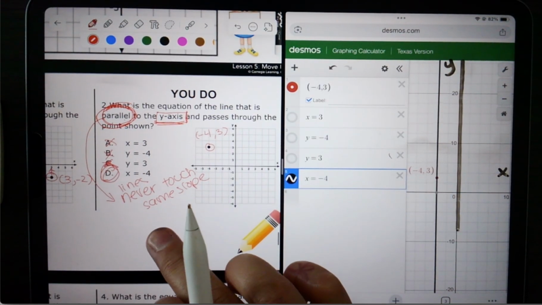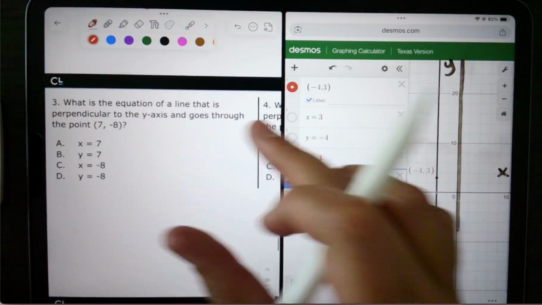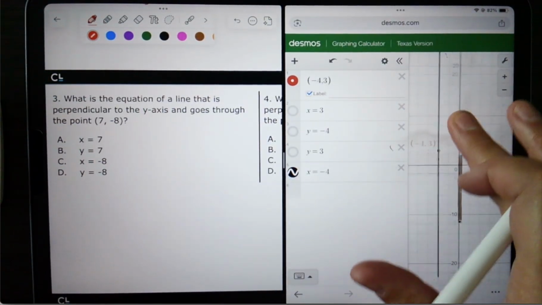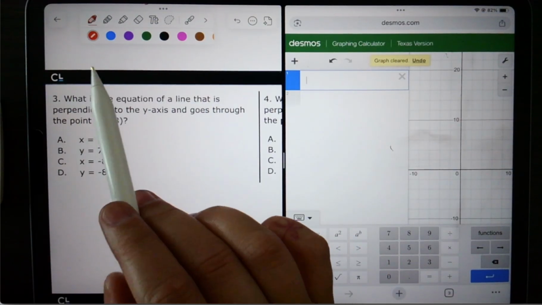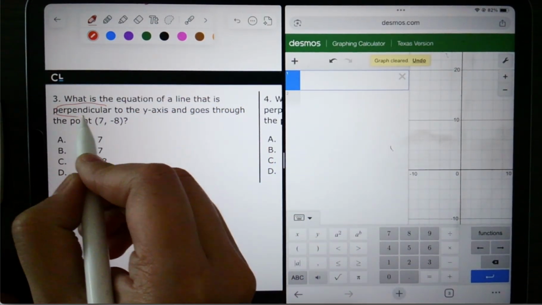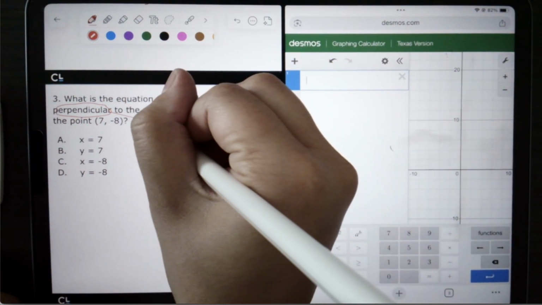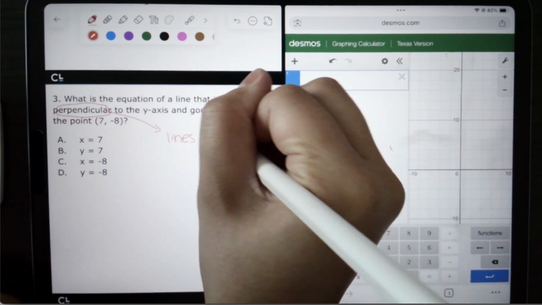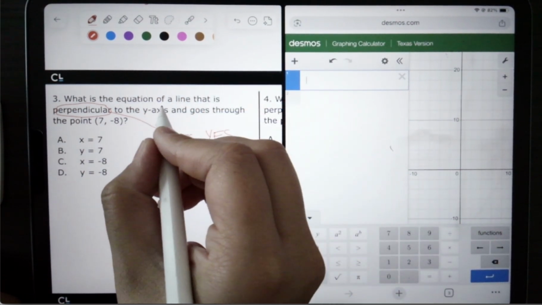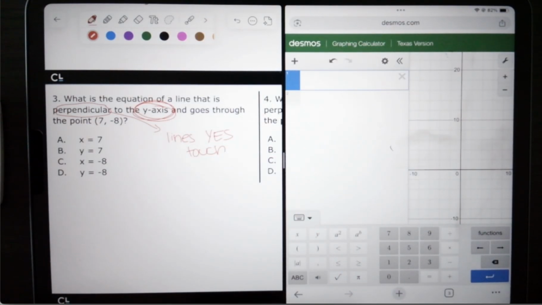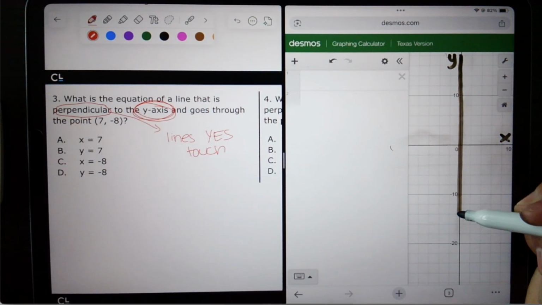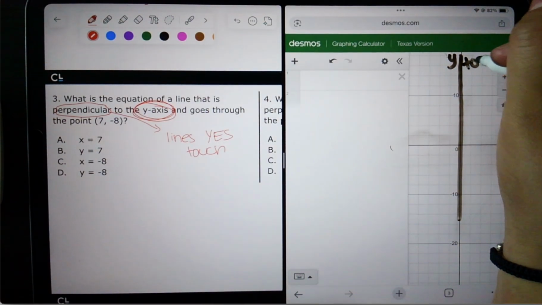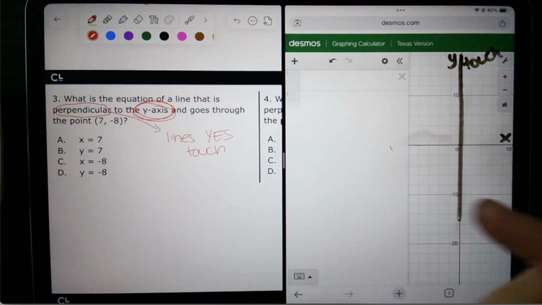Okay. So let's go and try the next one. Delete all. It says, what is the equation of the line that is perpendicular? Perpendicular is my important word. Perpendicular means lines, yes, touch, to the y-axis. That's super important. So on my Desmos, before I do anything, I'm gonna write on there with the expo marker x, y, and I'm gonna highlight the y-axis right here. I want to touch the y-axis.